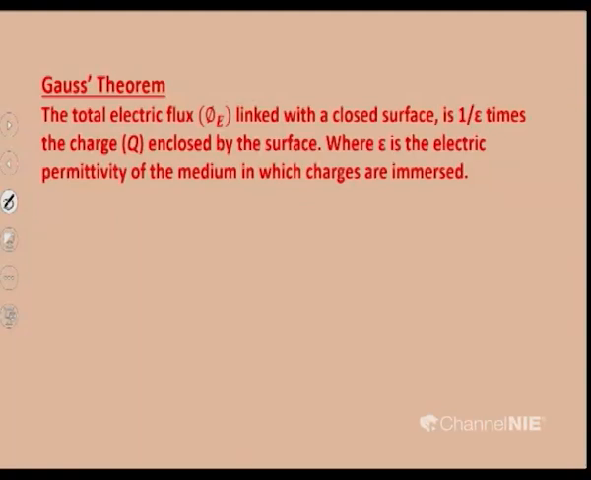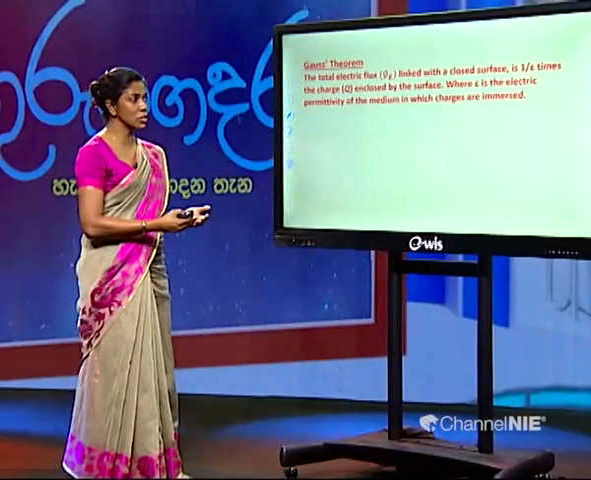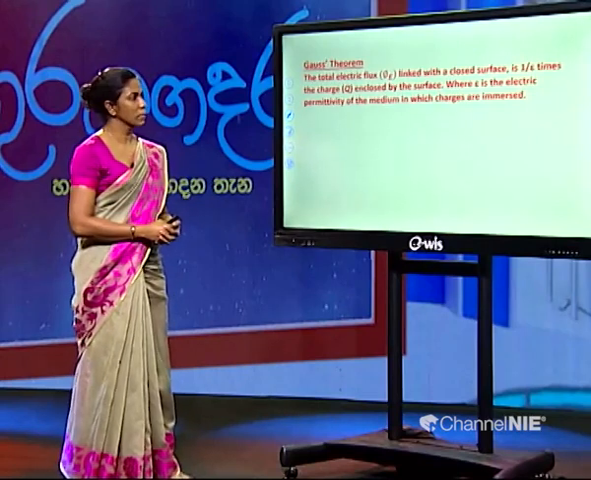First we learned about the flux model. Gauss's theorem states the relationship between the flux and the source charge that produces the flux. The theorem is: the total electric flux linked with a closed surface is 1 upon epsilon times the charge enclosed by the surface, where epsilon is the electric permittivity of the medium in which the charges are immersed.